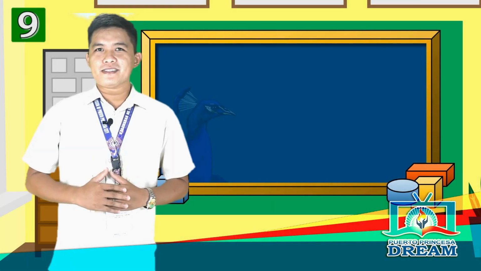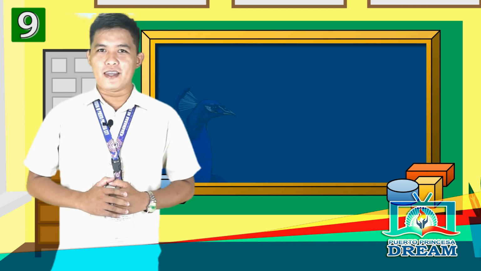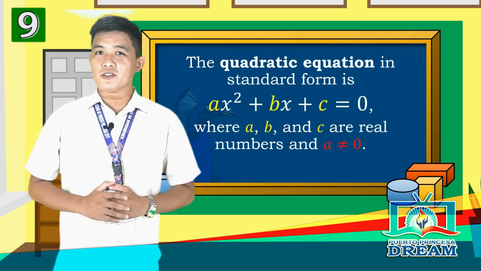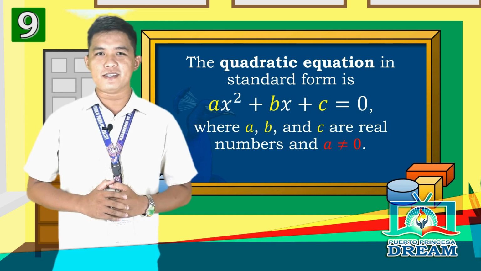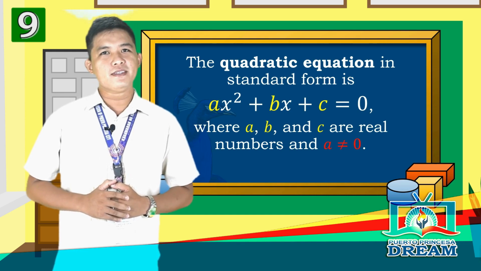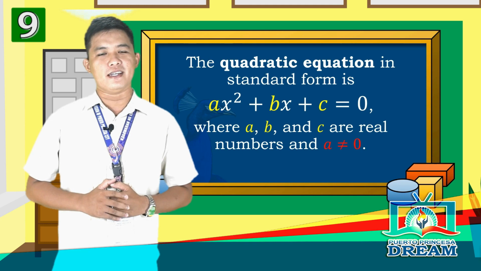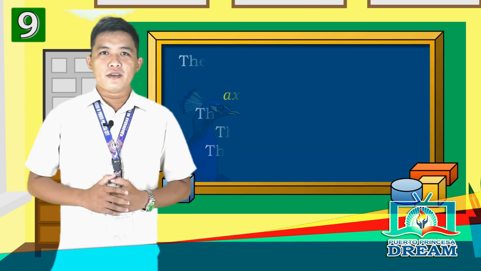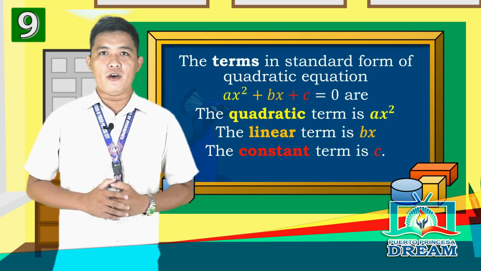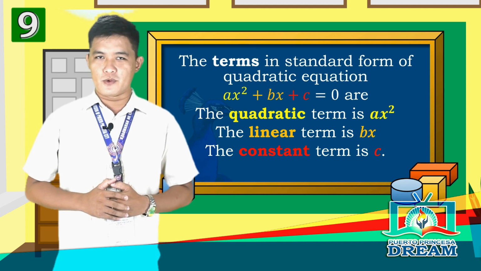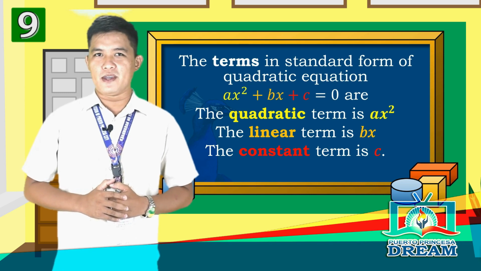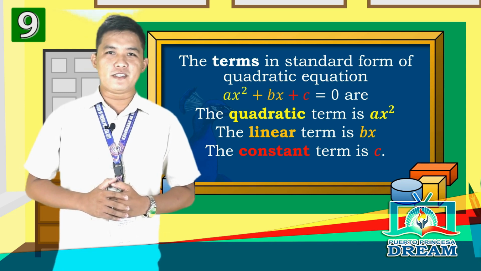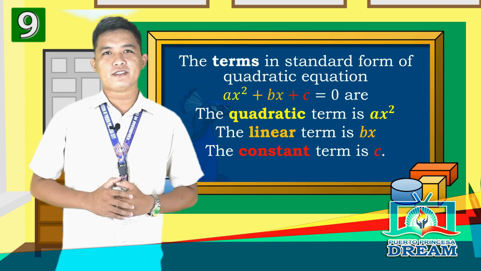This time, let us summarize what we had learned in this episode. The quadratic equation in its standard form is ax squared plus bx plus c equals 0, where a, b, and c are real numbers and a is not equal to 0. The terms in standard form of quadratic equation ax squared plus bx plus c equals 0 are the following. The quadratic term is ax squared. The linear term is bx. And the constant term is c.